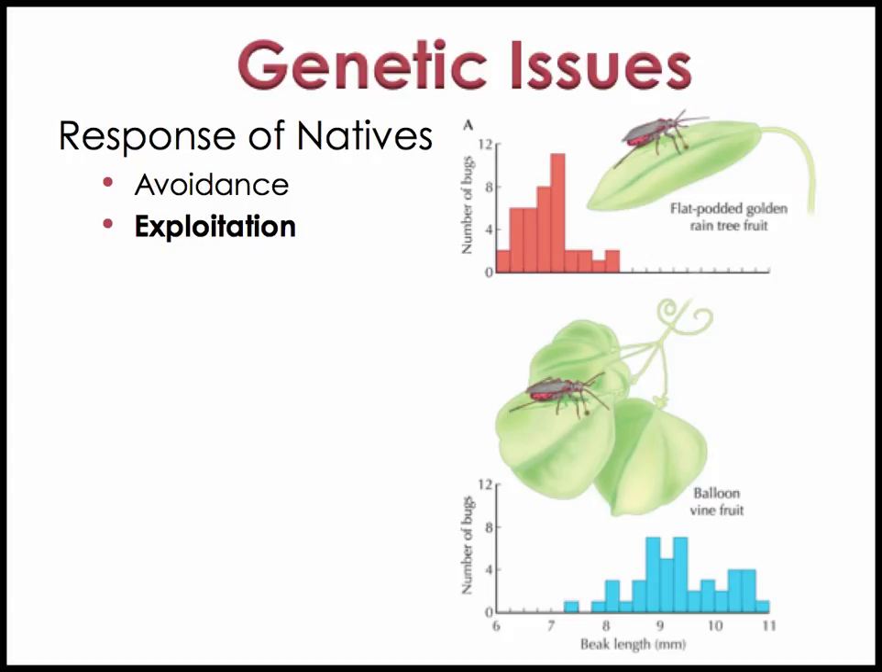But then an introduced invasive species was introduced to the area, and that was the flat-podded golden raintree fruit. And these pods were much easier to get into. And so over time, the native species actually evolved smaller beak sizes so that they changed their preferences. They were able to exploit the invasive species.